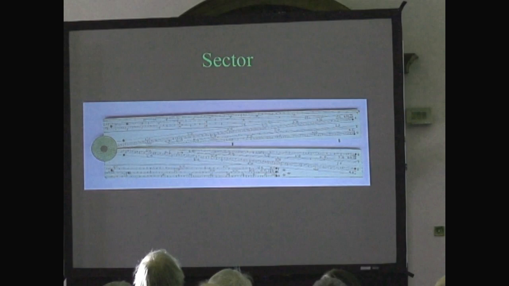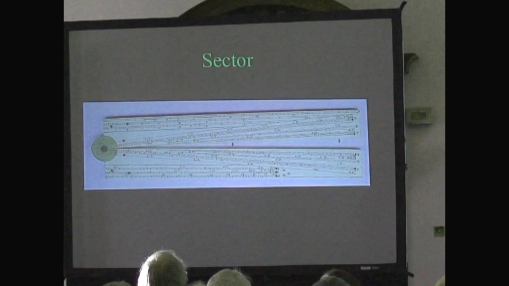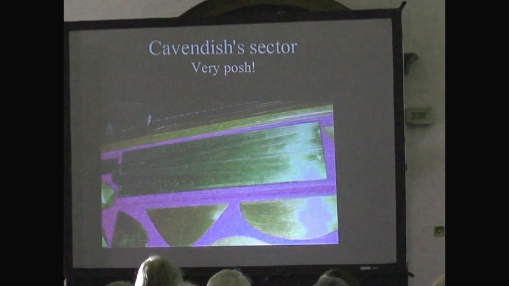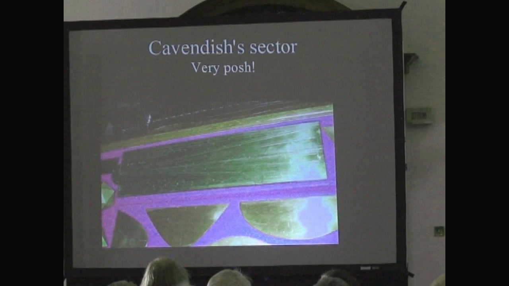But you can also use the angle to do things like proportion. And it's disappeared, but it was a common thing in Victorian times, and presumably every draftsman was taught to use them. If you go to Chatsworth, you'll see Cavendish's instruments. There's an extremely posh sector in the glass case with his instruments in. I suppose he could afford a nice one.